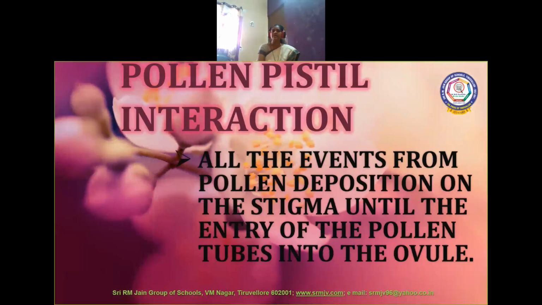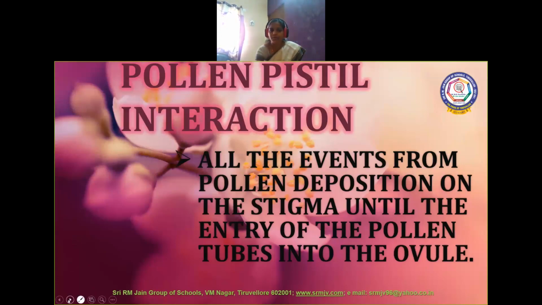So pollen pistil interaction covers the events from pollen deposition on the stigma until the entry of the pollen tube into the ovule. In pollination, pollen is deposited on the stigma, and from this stigma it has to reach the ovary, because the ovary contains the ovule, which has the female germ cell. All the events taking place right from the deposition of the pollen grain on the stigma until the entry of the pollen tube into the ovule, we call pollen pistil interaction.